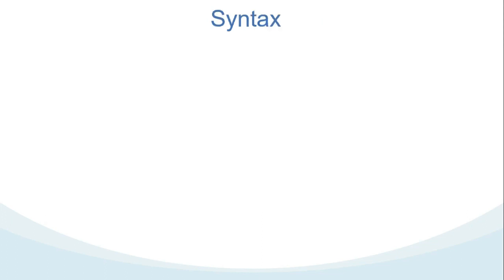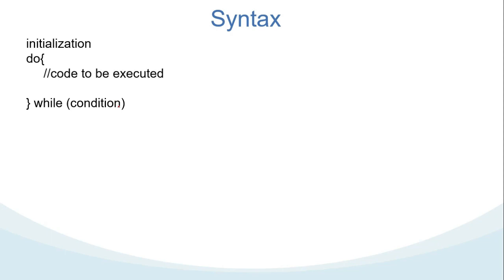Let's see the syntax. We have initialization, the same as in other looping. It is the initial condition which is executed once when the loop starts. And then we have condition. It is the second condition which is executed each time to test the condition of the loop. It continues execution until the condition is false.